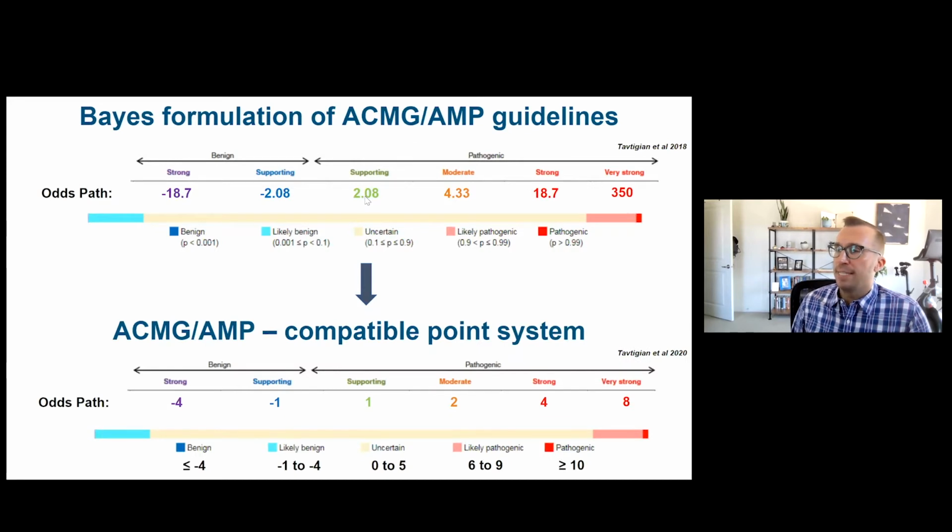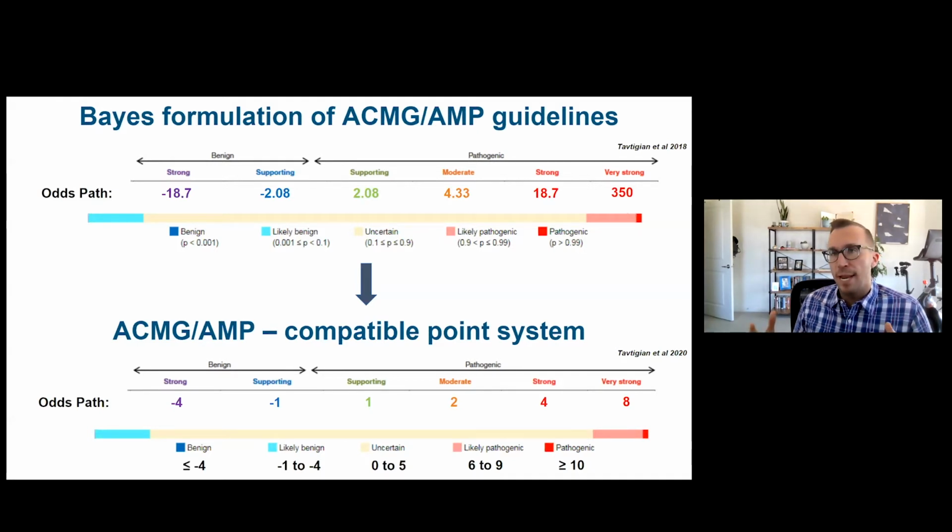So then trying to work through a process of actually now assigning a point value. Behind the scenes, each strength level has an odds of pathogenicity, but when it comes time to combining rules, we have this point-based system where, for example, supporting, moderate, strong, very strong are 1, 2, 4, and 8 points. And then down below, you can see the thresholds for the different classification levels, like likely pathogenic being 6 to 9 points, pathogenic above 10.